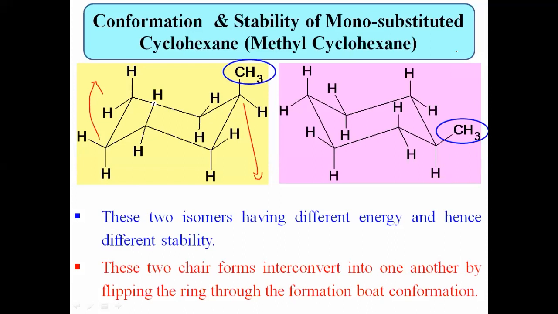ओके, आता एकामध्ये मिथिल ग्रुपची पोझिशन ऍक्सियल आहे. This is called axial chair form, and second is equatorial chair form. It depends upon the position of the substituent group. Is it axial or is it equatorial? On that basis, there are two conformations: one is the axial chair and second is the equatorial chair.